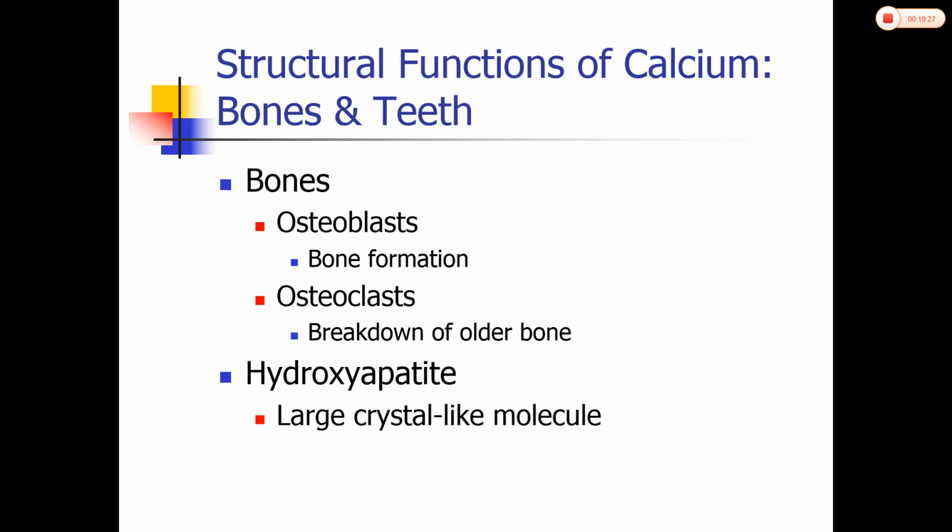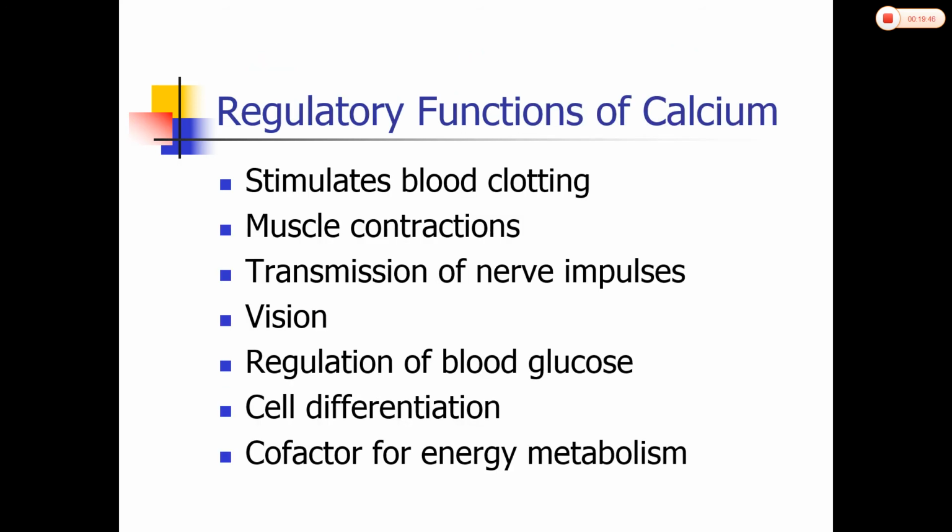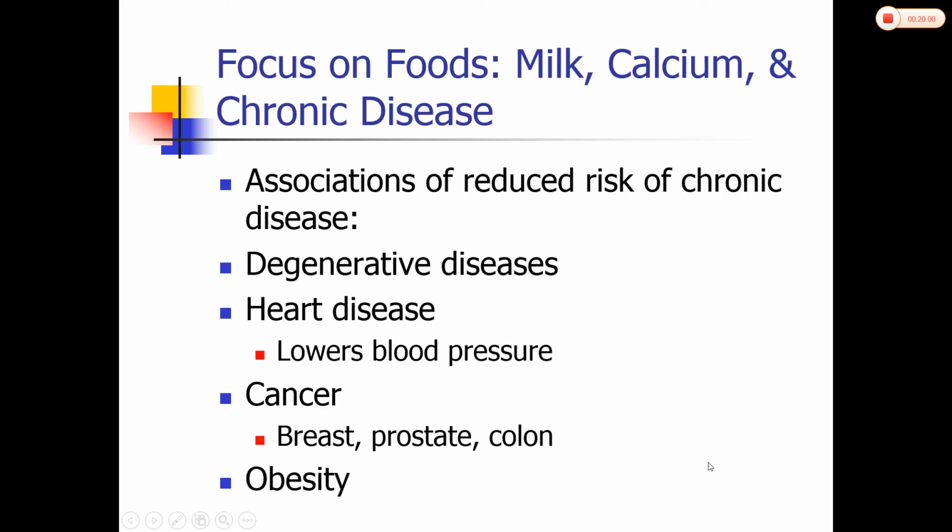So the bones have both osteoblasts, which help in the bone formation, and osteoclasts, which are the products of breakdown of the older bone, and the hydroxyapatite, which are the large crystal-like molecules present in the bone and the teeth. So this calcium stimulates the blood clotting. It helps in the muscle contractions, transmission of nerve impulses, vision, regulation of blood glucose, cell differentiation, and cofactors for the energy metabolism.